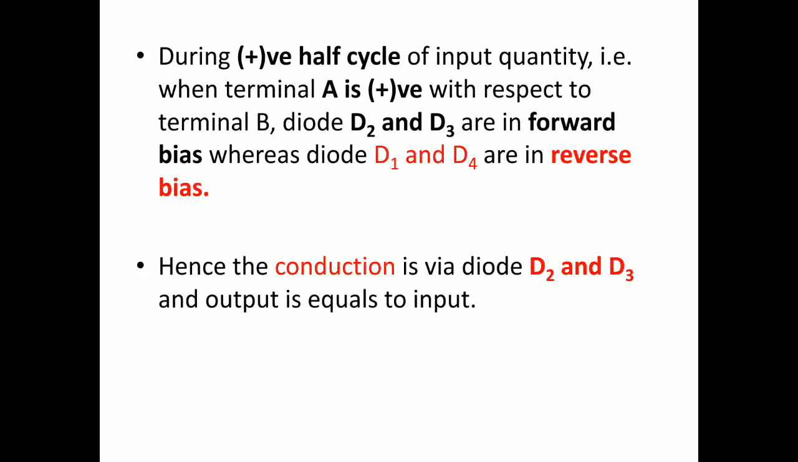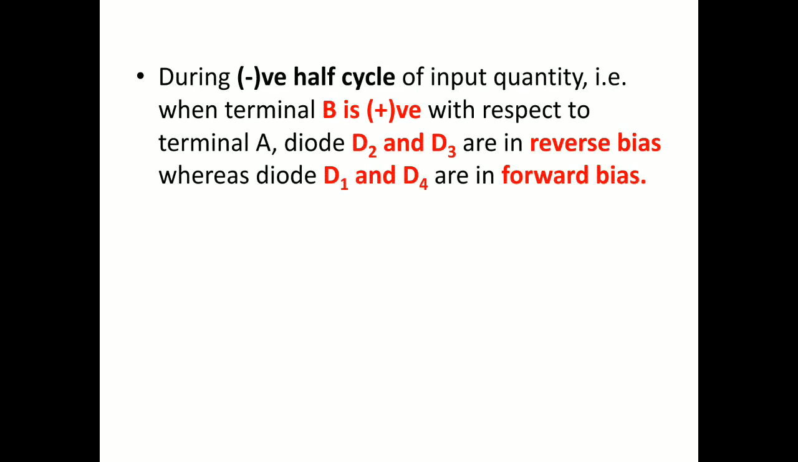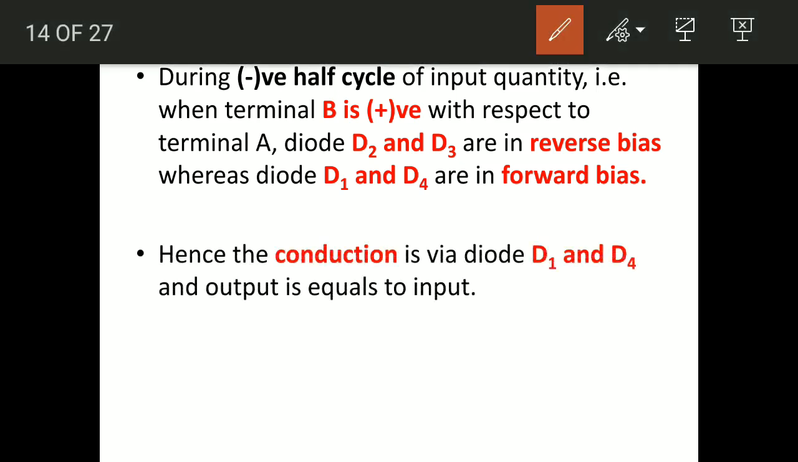So the same thing is mentioned over here. During the positive half cycle of the input quantity, terminal A is positive with respect to terminal B, therefore diodes D2 and D3 are in forward bias, whereas diodes D1 and D4 are in reverse bias. So the conduction is via diodes D2 and D3. During the negative half cycle of the input quantity, terminal B is positive with respect to A, therefore D2 and D3 are in reverse bias and D1 and D4 are in forward bias. Therefore we can say that the conduction is via diodes D1 and D4.